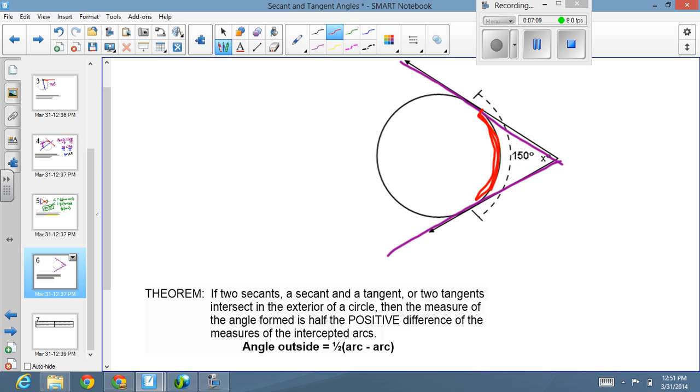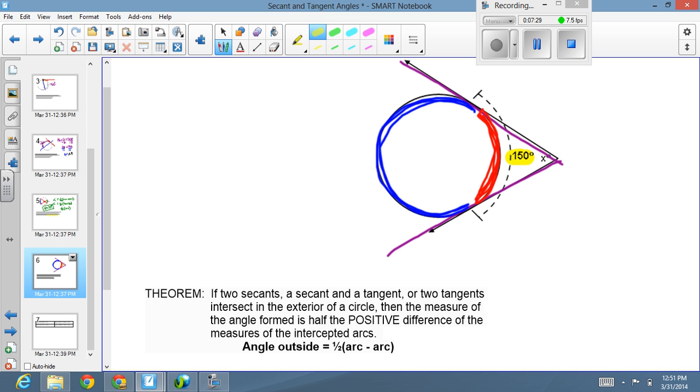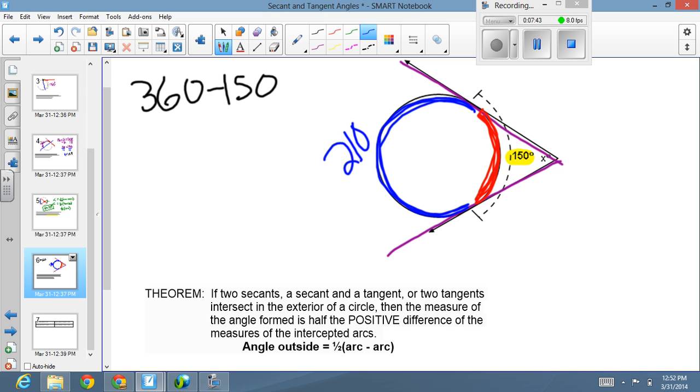Here's one arc that is created, and then the tangents hit, and then we have the remaining arc that is right here. Okay, you have a minor arc that's red and a major arc that's blue. Okay? If I look at the fact that the red arc is 150 degrees, and I think about the fact that I have 360 degrees in any circle, if I subtract 150, what I find is that this is a 210 degree arc. Now that has nothing to do with solving this yet. All I did was I found the other arc.